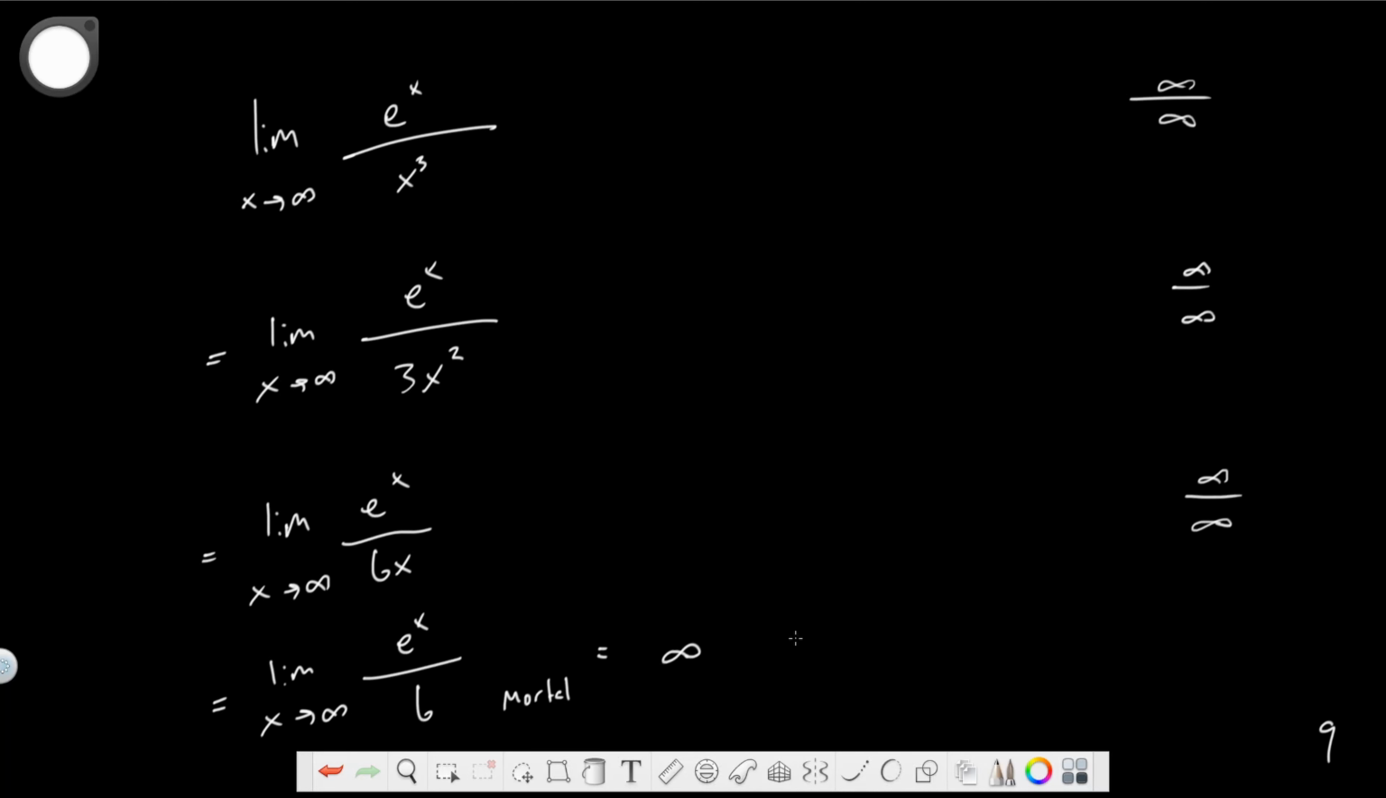wins again. With this problem in mind, let's look at one more. We got a lot more in our pocket here, but let's apply what we just experimented with. Limit as x goes to infinity of e to the x over x to the 18. What do you think is going to happen here? And what conclusion can we make?